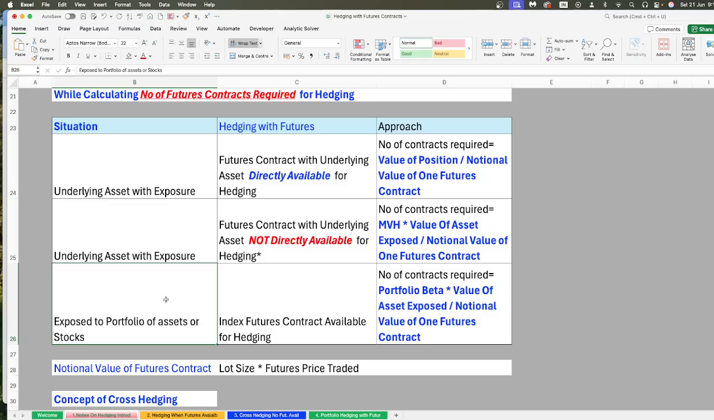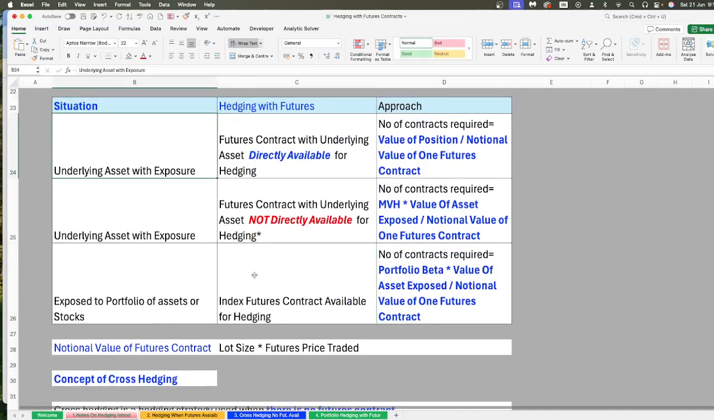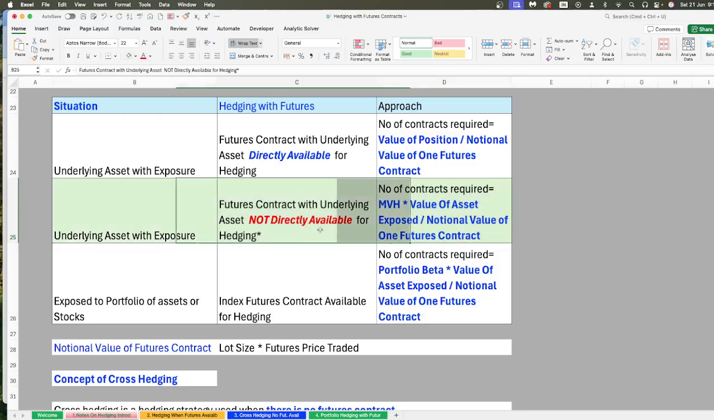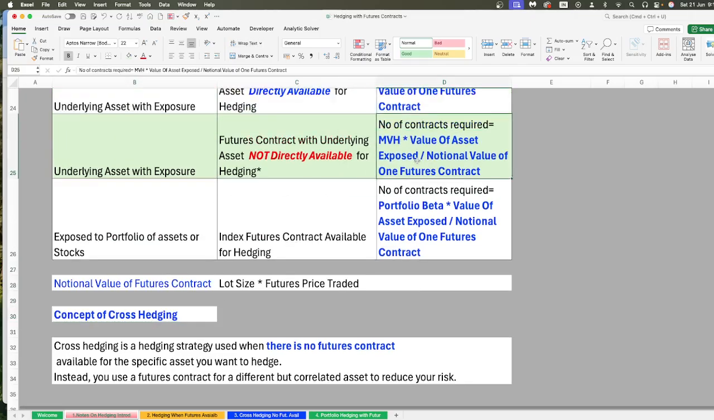Let's say you have a portfolio of assets. In those situations, how do you hedge? Use index futures. And how many contracts are required for hedging? You calculate portfolio beta times the value of the asset exposed, divided by the notional value of one futures contract. We will take some examples on these three scenarios to calculate the optimal number of contracts, especially in the second scenario, where there is no direct futures available and we have to calculate what is called the minimum variance hedge ratio.